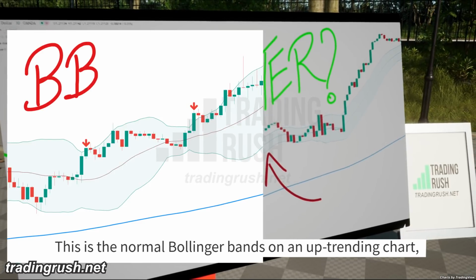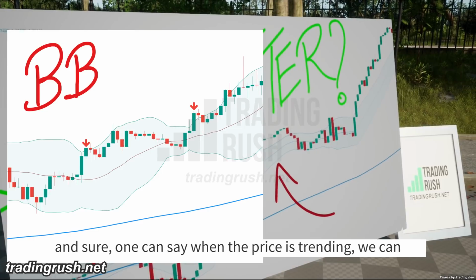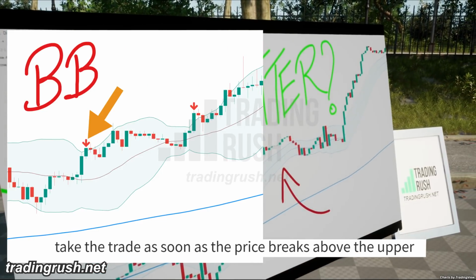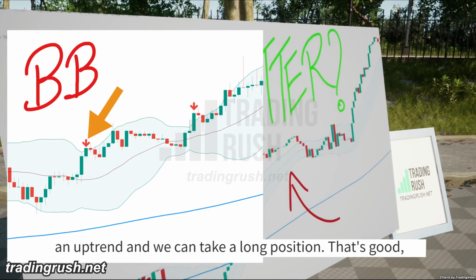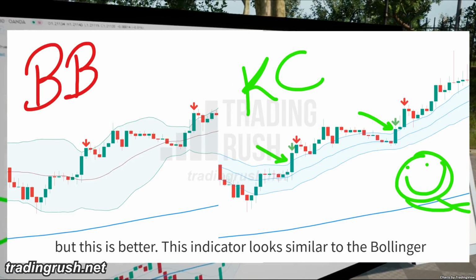This is the normal Bollinger Bands on an uptrending chart, and sure, one can say when the price is trending, we can take the trade as soon as the price breaks above the upper Bollinger Band. It is a sign of increasing buying pressure in an uptrend, and we can take a long position. That's good, but this is better.